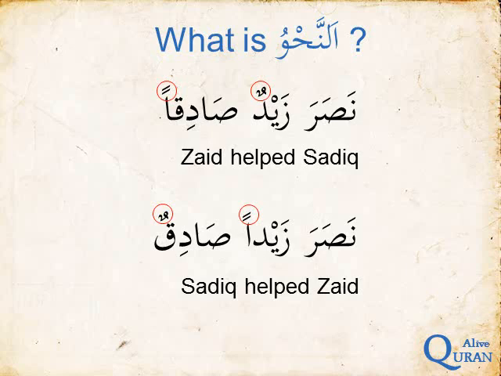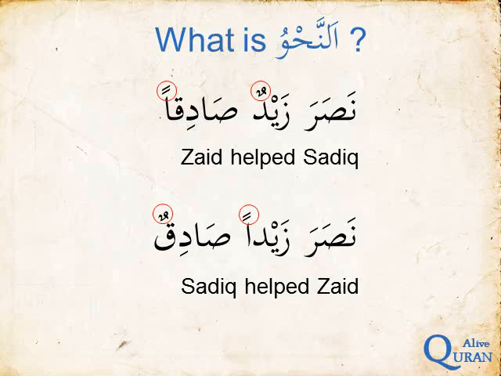So in fact, in Arabic, we don't rely on sequencing to know, in this example, who did the action and who was the action done to. In fact, one could say for the first sentence, Nasara Zaydun Sadiqan, you could say Nasara Sadiqan Zaydun. Again, Zayd has the un sound, therefore it translates as Zayd helped Sadiq. You could say Sadiqan Nasara Zaydun. You could say Zaydun Nasara Sadiqan. All of these will have effectively the same meaning, meaning Zayd helped Sadiq.